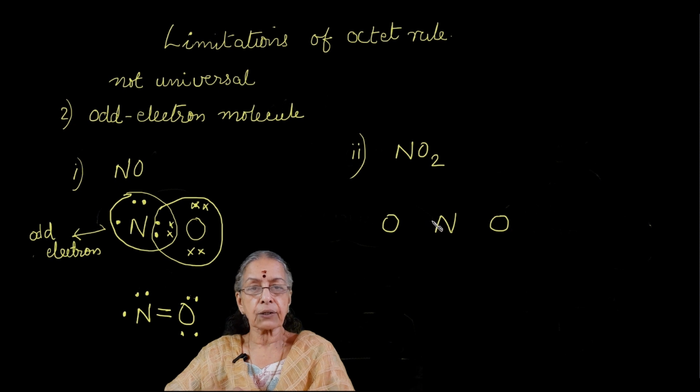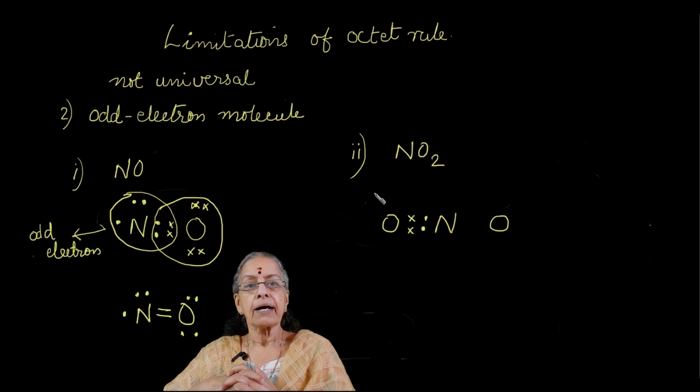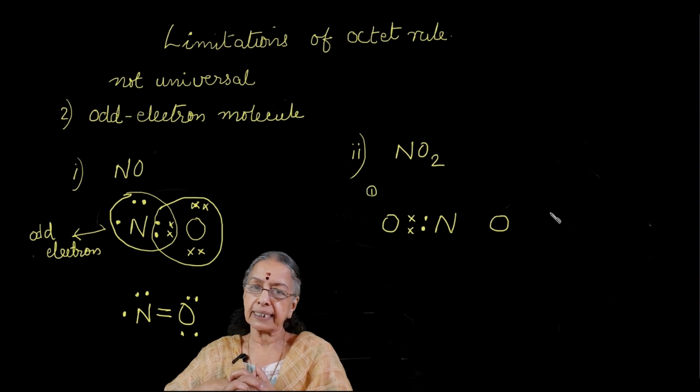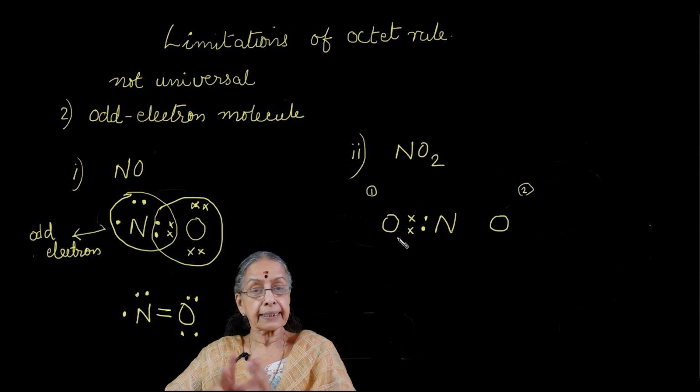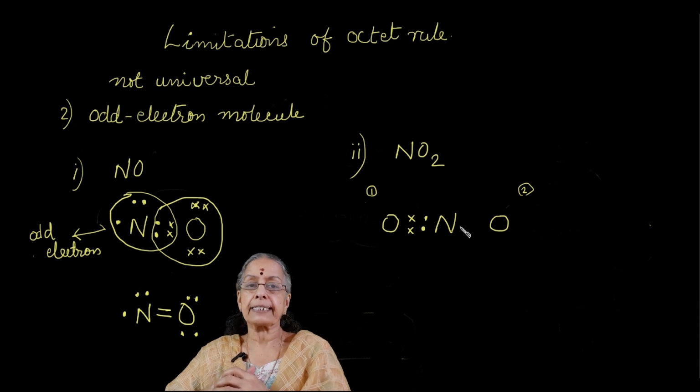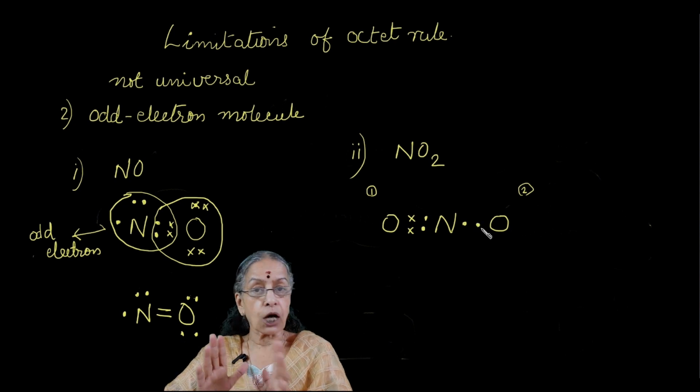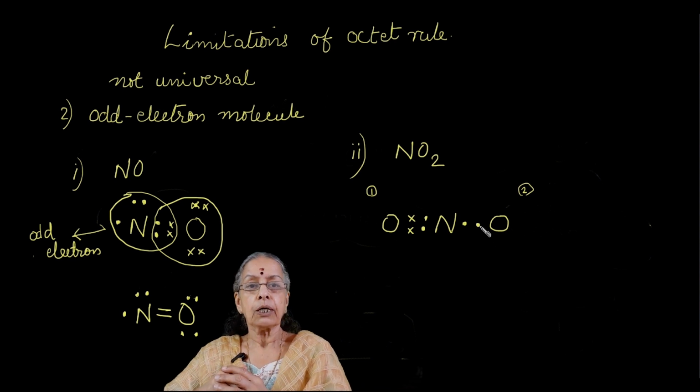Nitrogen has 5 electrons in its outermost shell. 2 of those electrons share with 2 electrons of oxygen. For convenience of explanation, let us number them as oxygen atom number 1 and oxygen atom number 2. Nitrogen atom uses 2 of its electrons again to form a single bond with oxygen atom number 2. That means oxygen atom number 2 is not contributing any electron to forming this single bond.